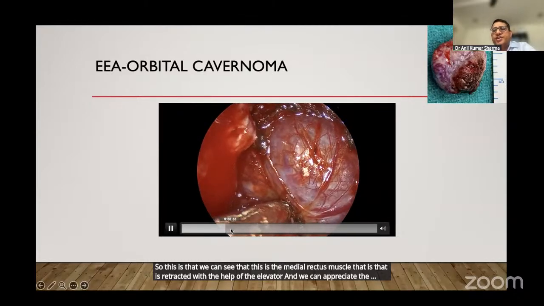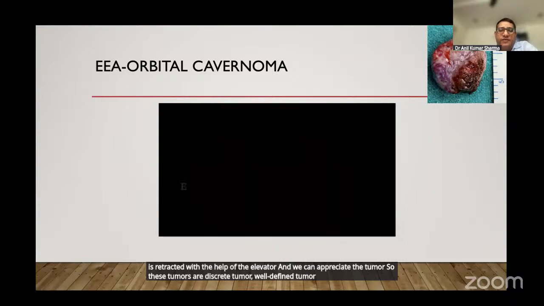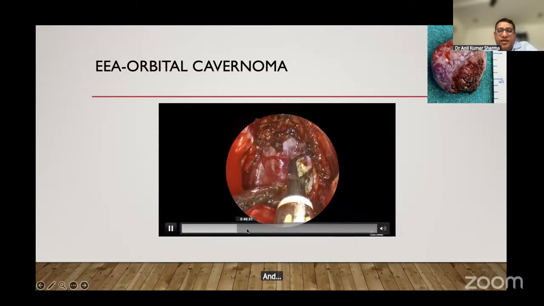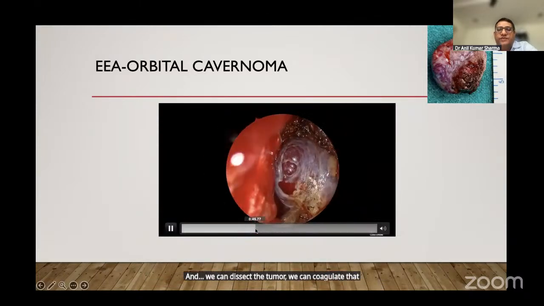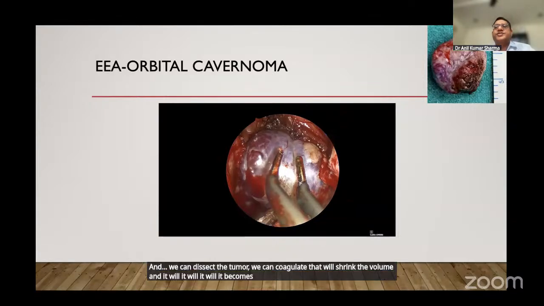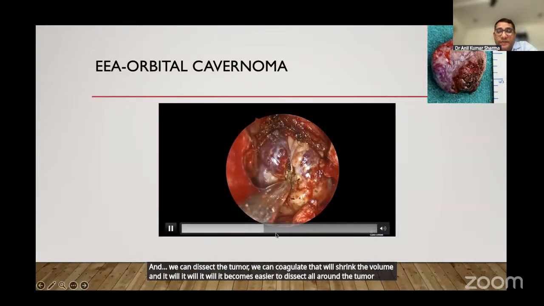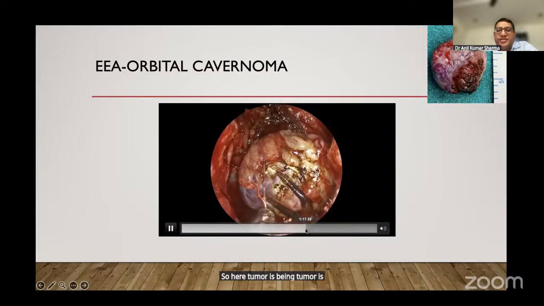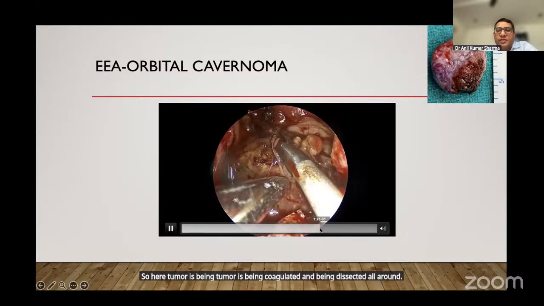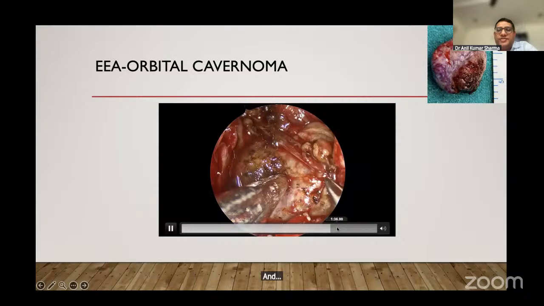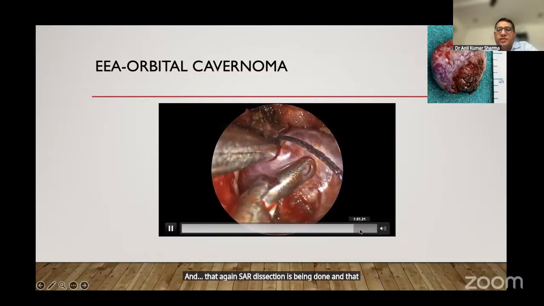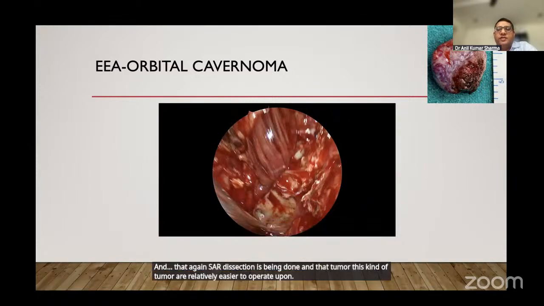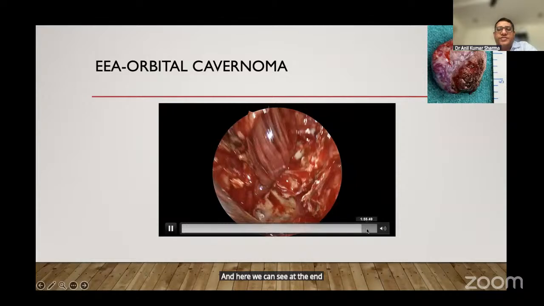So these are discrete, well-defined tumors, and we can go all around and dissect the tumor. We can coagulate, which will shrink the volume, and it becomes easier to dissect all around the tumor after shrinking of the tumor. So here the tumor is being coagulated and dissected all around, and again sharp dissection is being done. These kinds of tumors are relatively easier to operate upon. And here we can see at the end the medial rectus muscle.